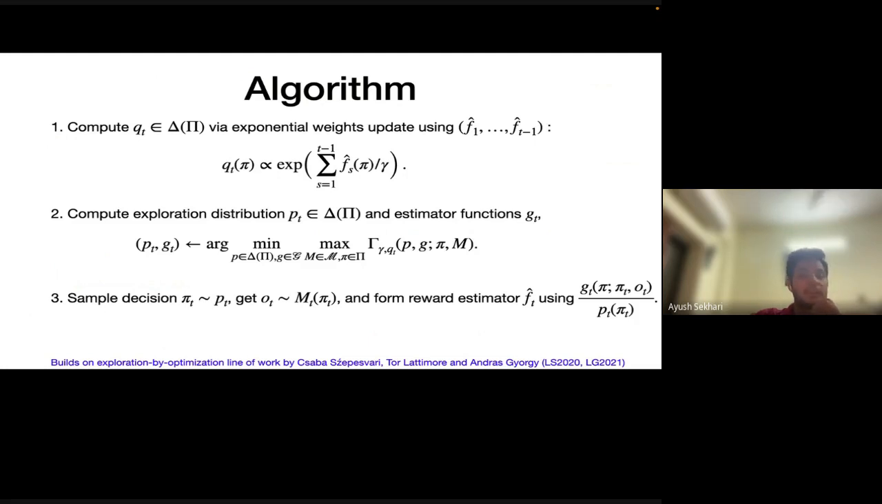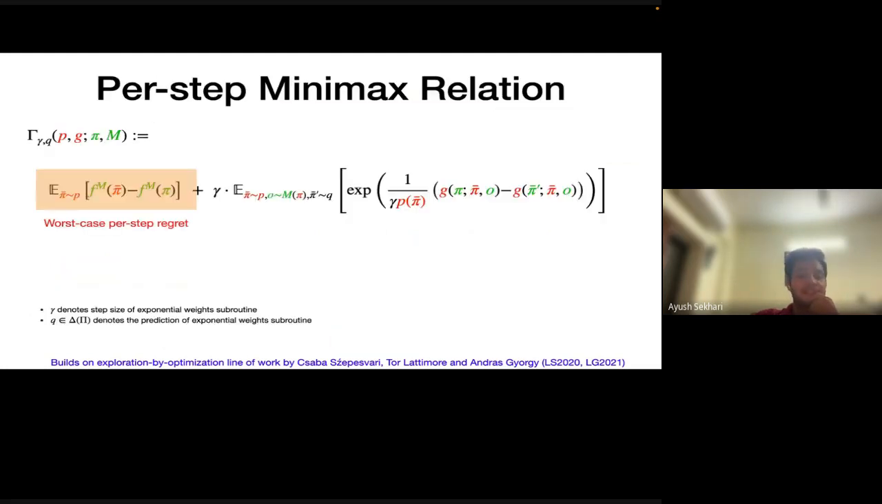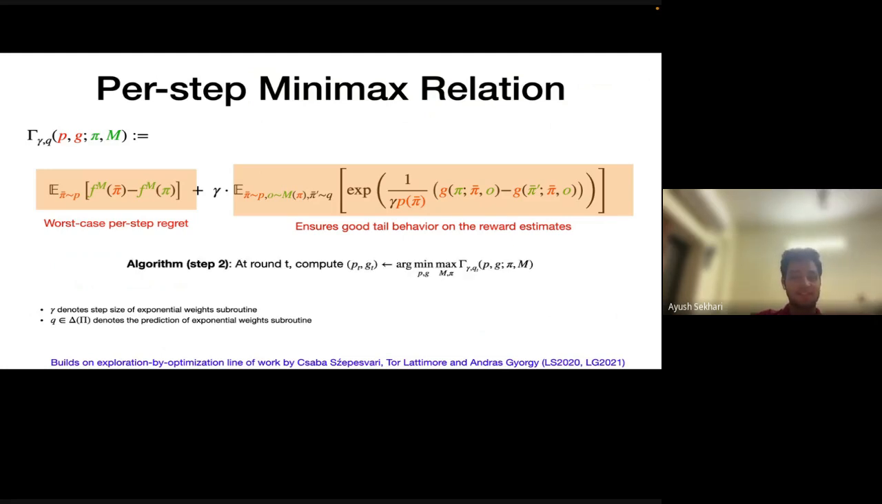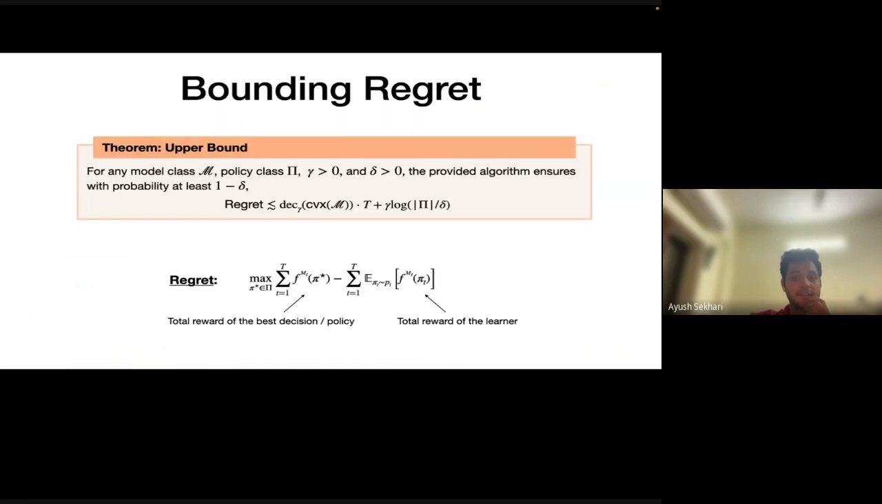Okay, so now let me go into the proof. The proof is very simple, and you'll see where all these big terms emerge as soon as I show it. I'll essentially prove that with probability at least 1 minus delta, the regret is bounded by DEC of convex hull of M times T plus gamma log of pi over delta. Just to recall, this regret is the gap between the best policy with respect to the cumulative expected reward versus the total reward of the learner.